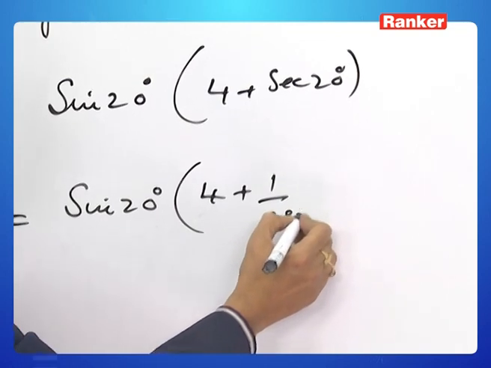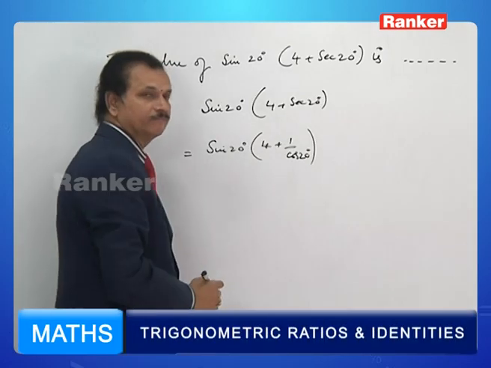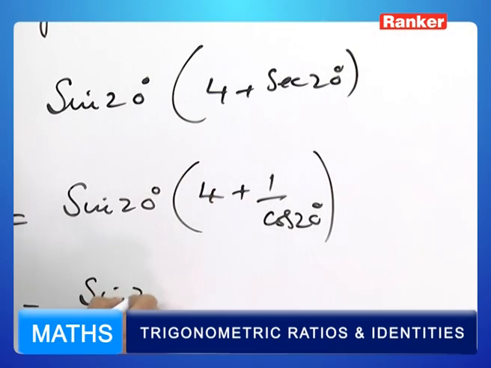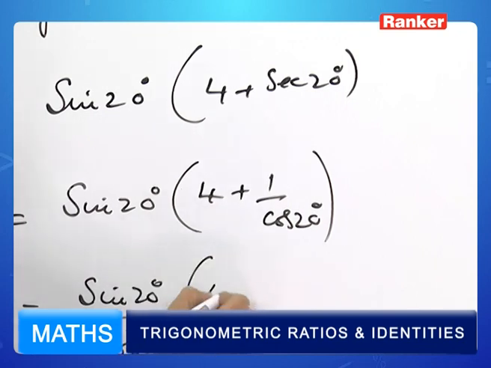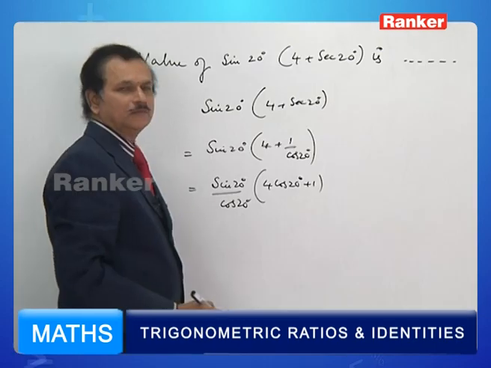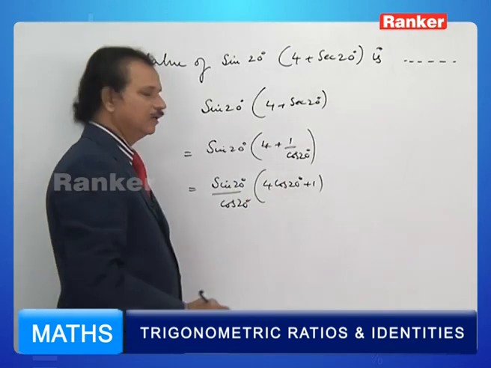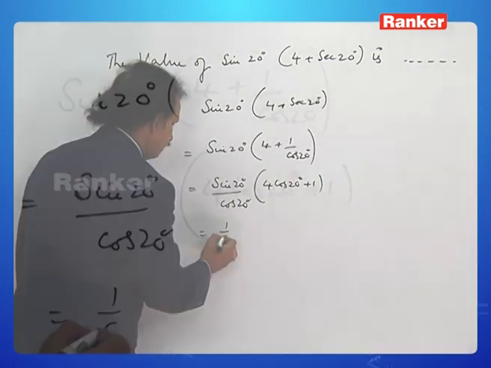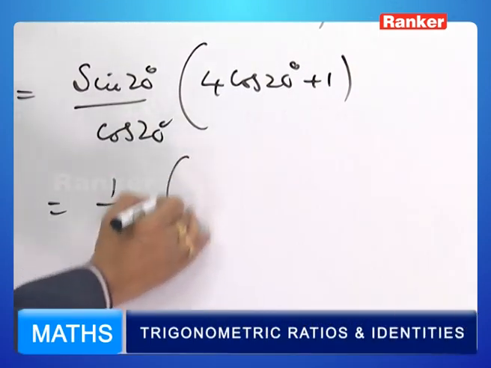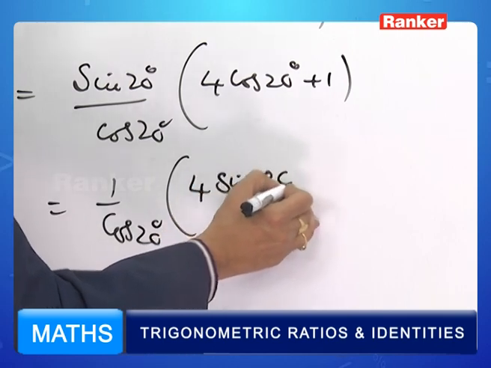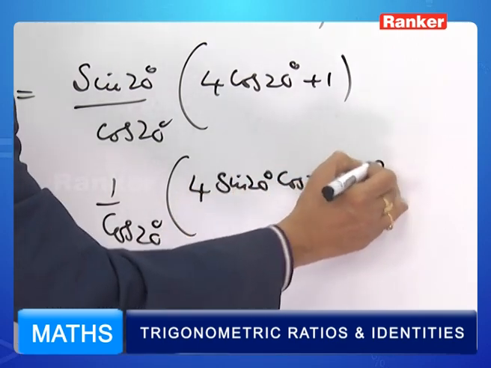1 by cos 20. Okay, this is sin 20 degrees by cos 20 degrees into (4 cos 20 degrees plus 1). I have just taken the LCM. Now you send sin 20 inside the bracket: 1 by cos 20 degrees into (4 sin 20 degrees cos 20 degrees plus sin 20 degrees).